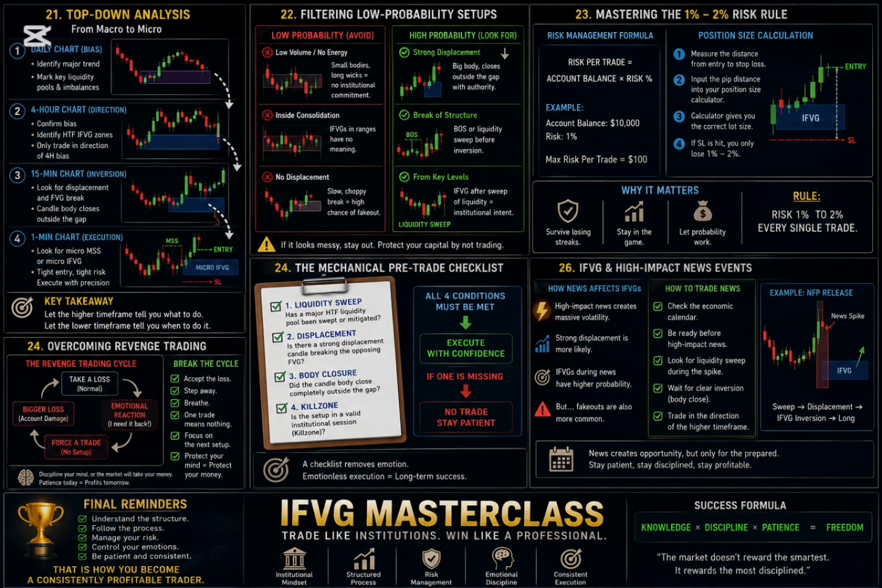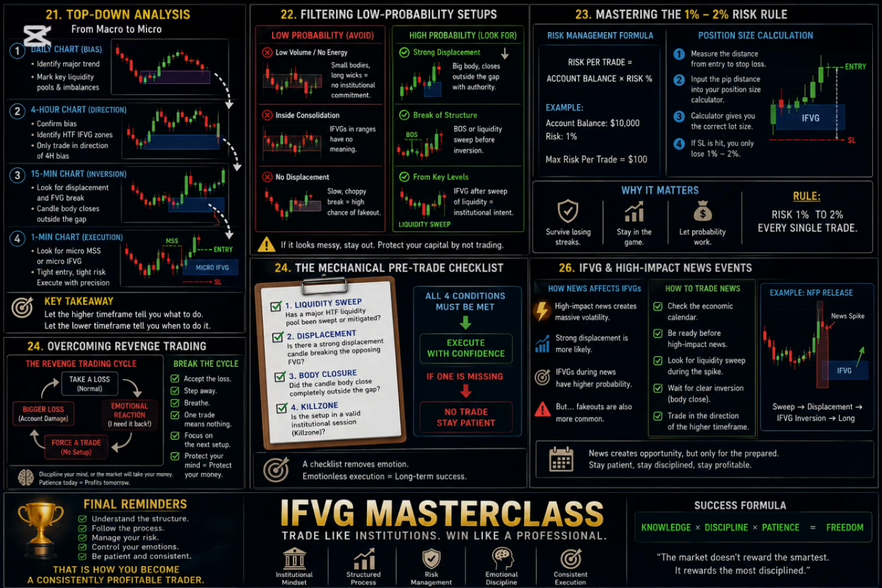Trading is a game of probability, and losing streaks are a normal part of the business. By risking only 1%, you can survive 20 losses in a row. And before you click the buy or sell button, you must check four major conditions.